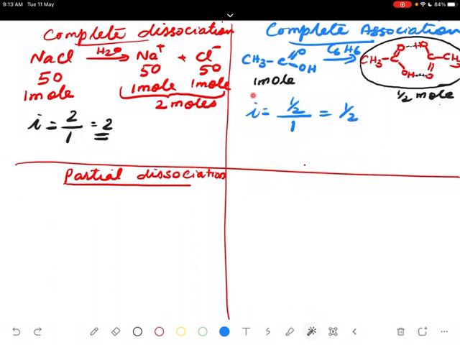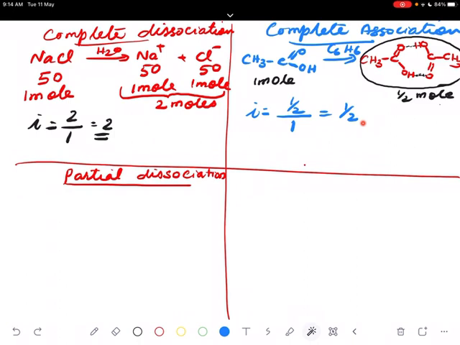If you are taking 2 here, then it will be 1 here. So 1 divided by 2, again half only. If you are taking 50 here, then here it is 25. 25 divided by 50, that is half. Again, you can put I in the case of lowering of vapor pressure, elevation of boiling point, depression in freezing point, and the osmotic pressure.